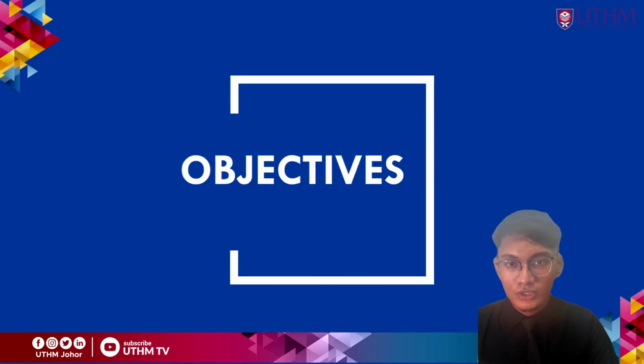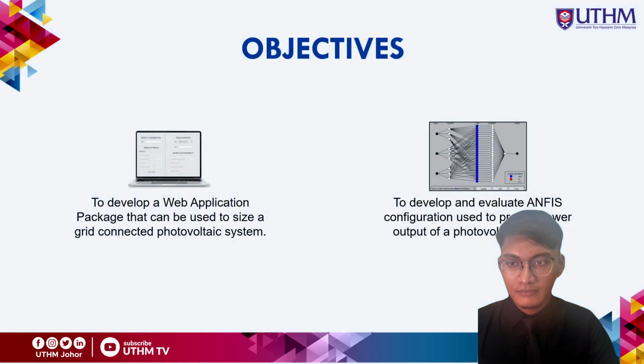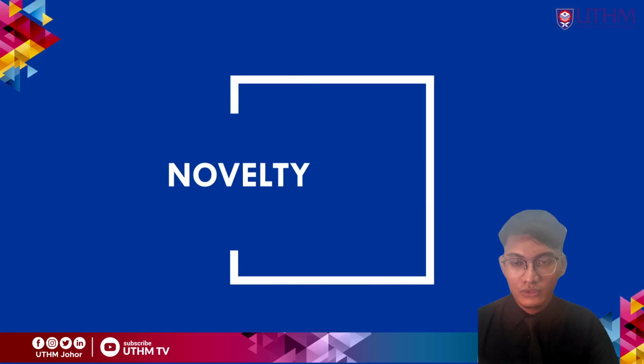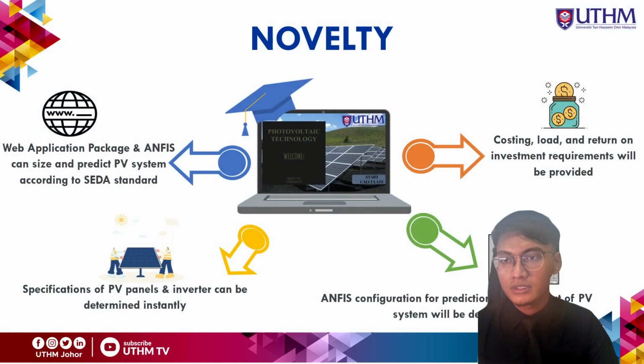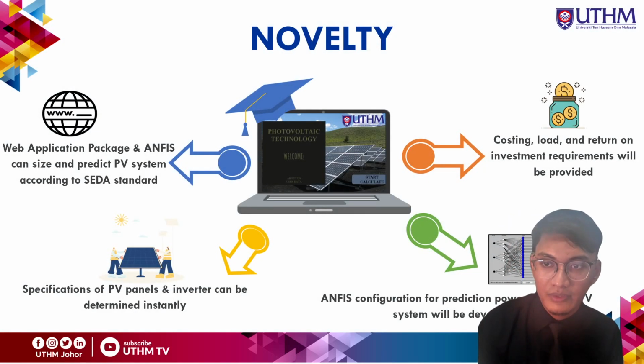And we go next to the objective. The objective is first to develop a web application package and to develop ANFIS. Next we go to the novelty. The novelty is that the web application package can size and predict the PV system according to SEDA, and the specification of the PV panel and inverter can be determined. Costing and load will be provided, and ANFIS calculation for operation will be developed.